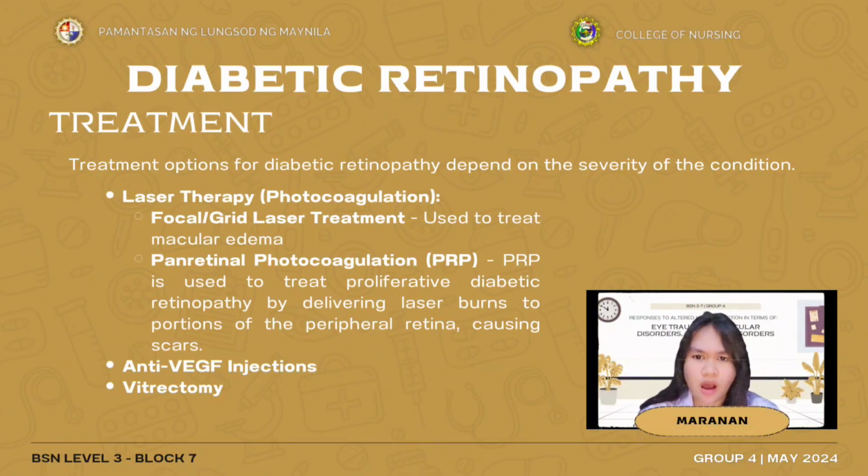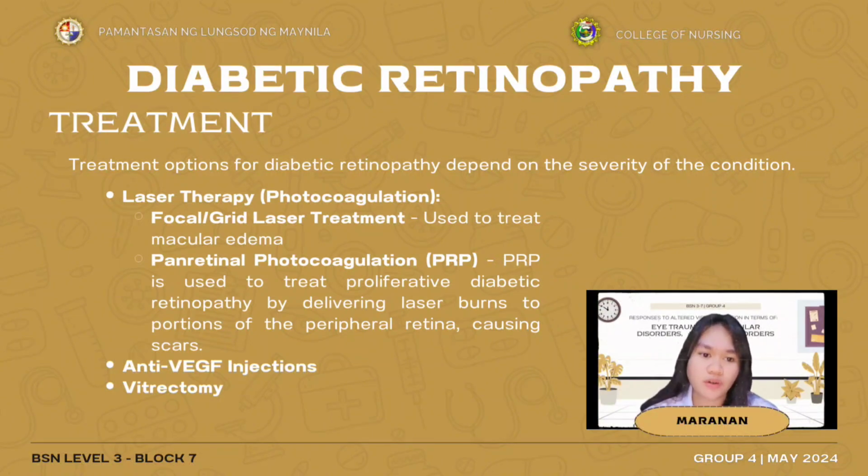Treatment options for diabetic retinopathy depend on the severity of the condition. In the early stages, controlling blood sugar levels is critical. But here are some other treatment options for the advanced stages. First we have laser therapy, or photocoagulation. Under it we have the focal grid laser treatment. This is used to treat macular edema.